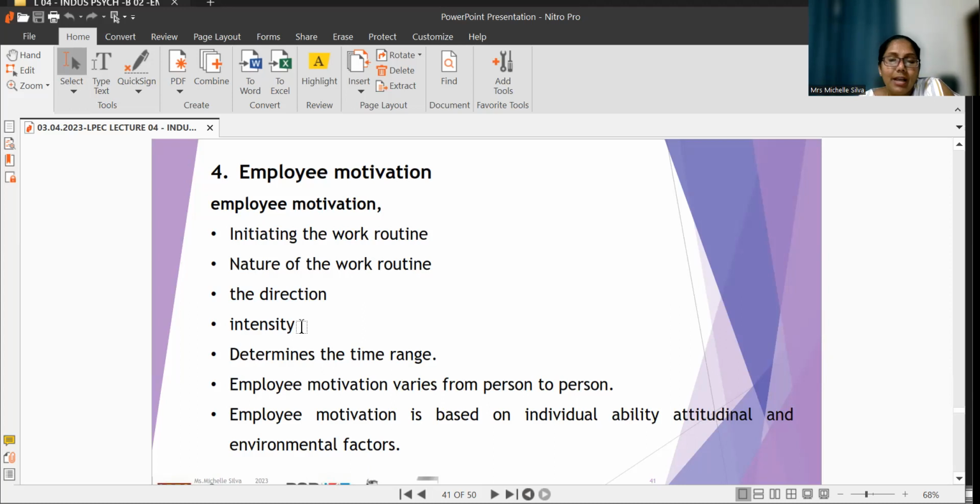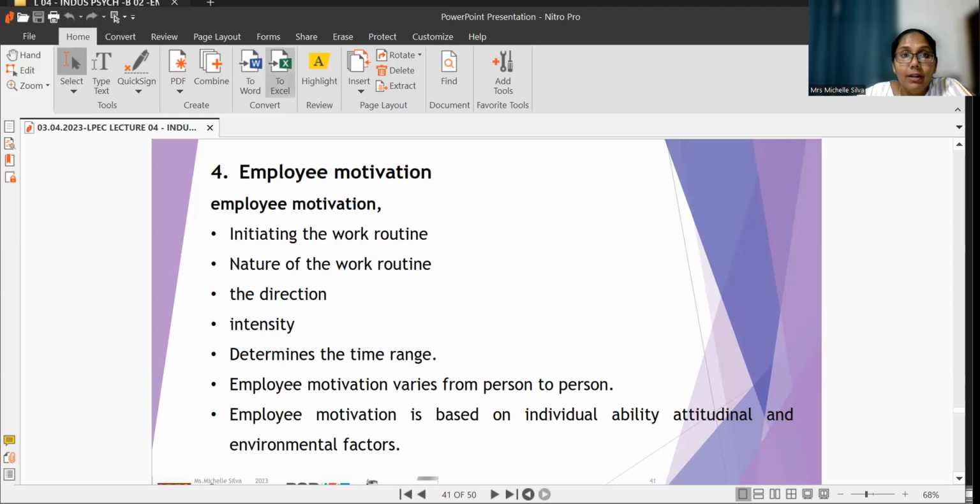As well as we have decided how many hours, how many days will be taken to complete this task. So for employee motivation, industrial psychologists should provide a direction for their employees. You are required to complete 1,000 units per day. 1,000 units is the direction, and intensity means you are required to work hard from 8 to 5. And the determined time range is per day. For one day, you are required to produce 1,000 units.